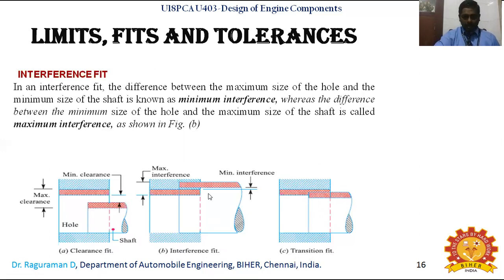The minimum interference will be what? You will be having the maximum size of hole here, and minimum size of shaft here. That difference is what you will be saying as a minimum interference. Similarly, for the maximum interference, the maximum size of shaft is here, and minimum size of hole is here. That difference is what you will be making as a maximum interference.